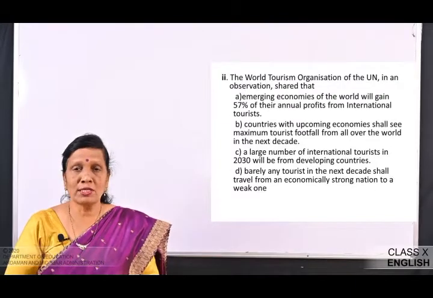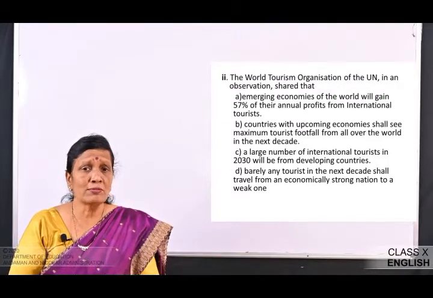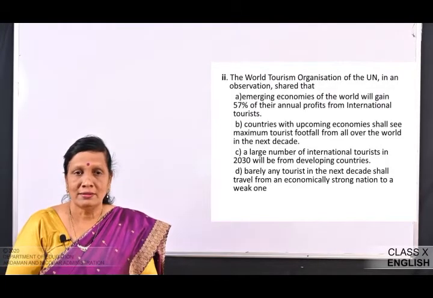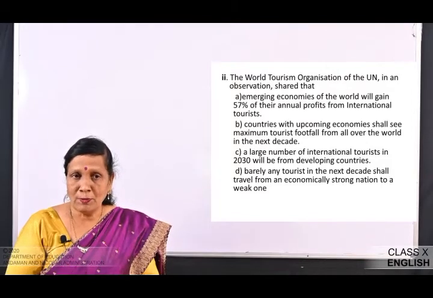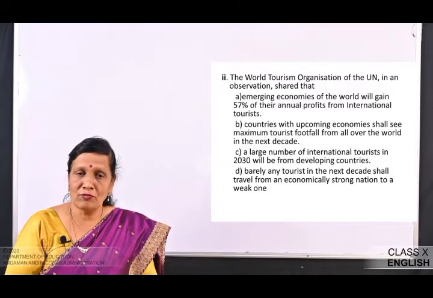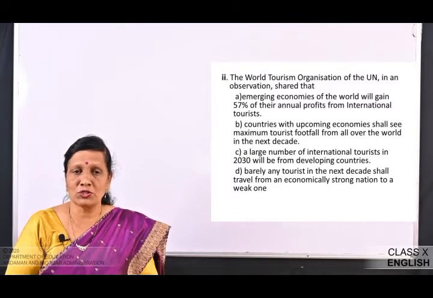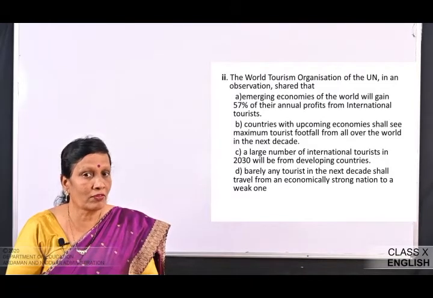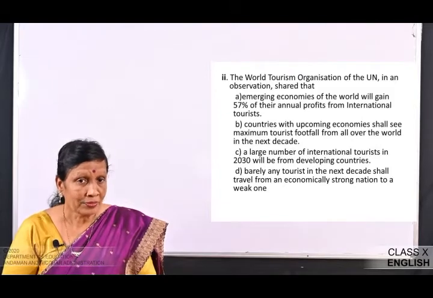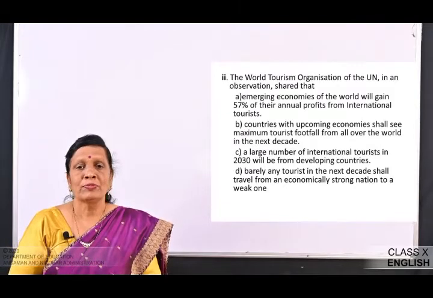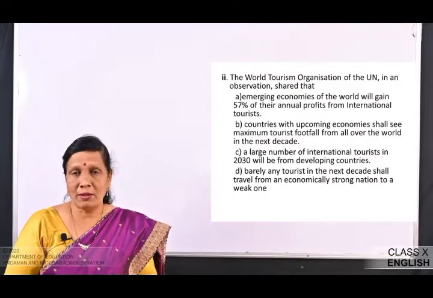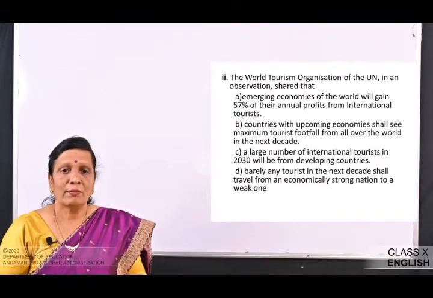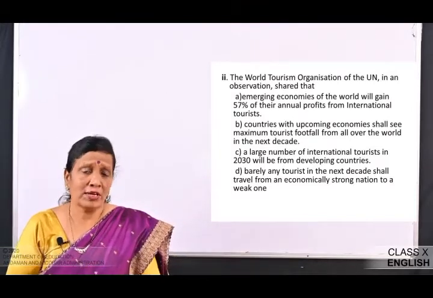Now, let us move on to the second question. The World Tourism Organization of the United Nations in an observation shared that, let me read all the options for you. Emerging economies of the world will gain 57% of their annual profits from international tourists. Countries with upcoming economies shall see maximum tourist footfall from all over the world in the next decade. A large number of international tourists in 2030 will be from developing countries. Barely any tourists in the next decade shall travel from an economically strong nation to a weak one.